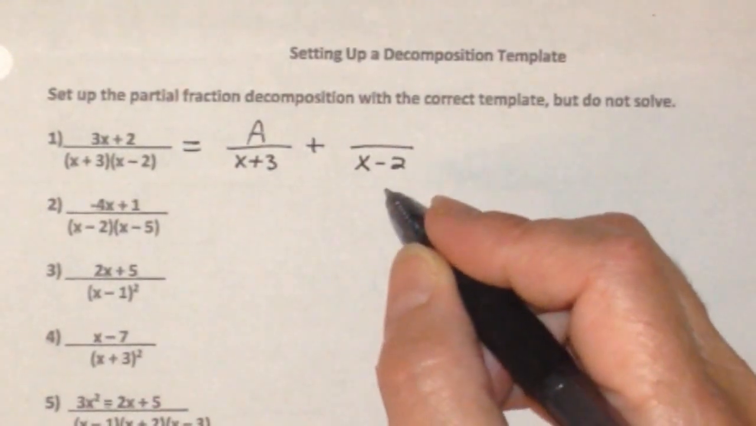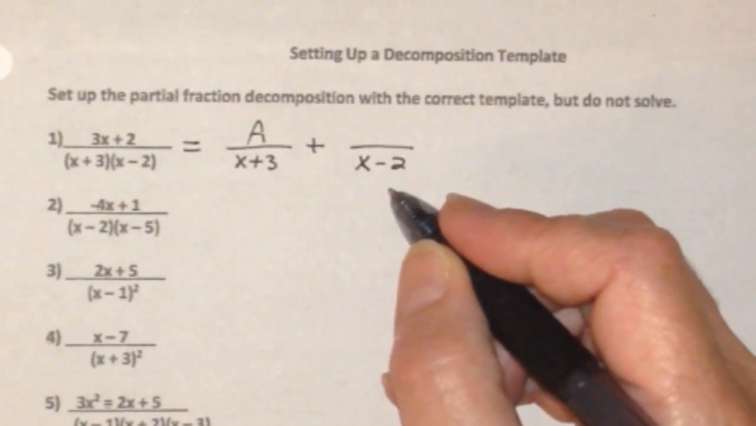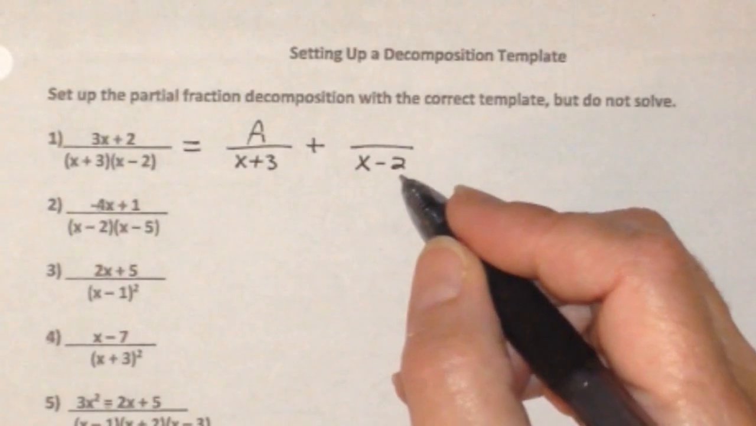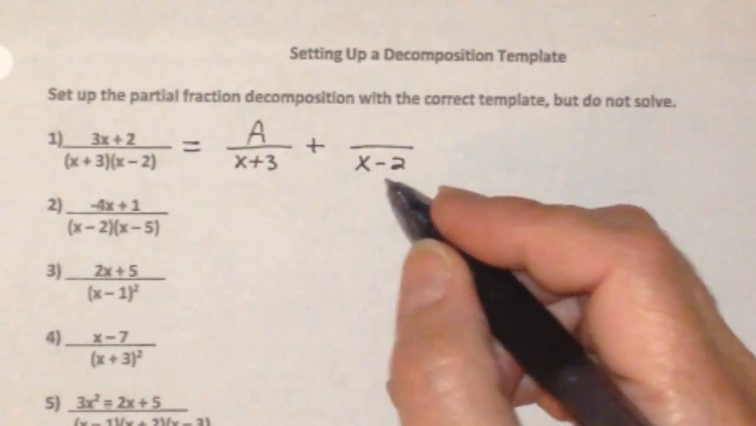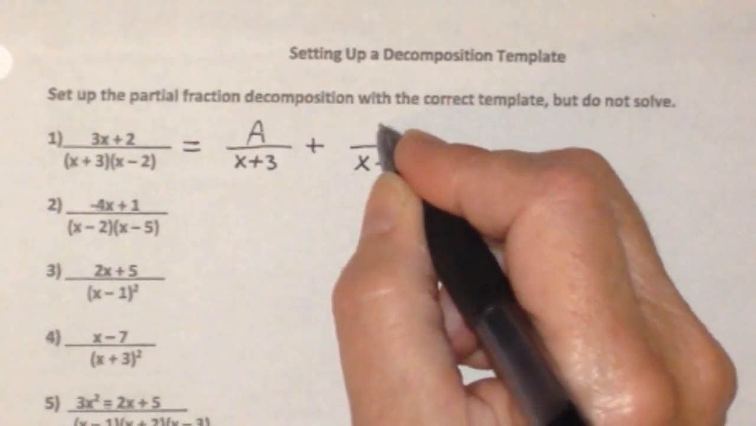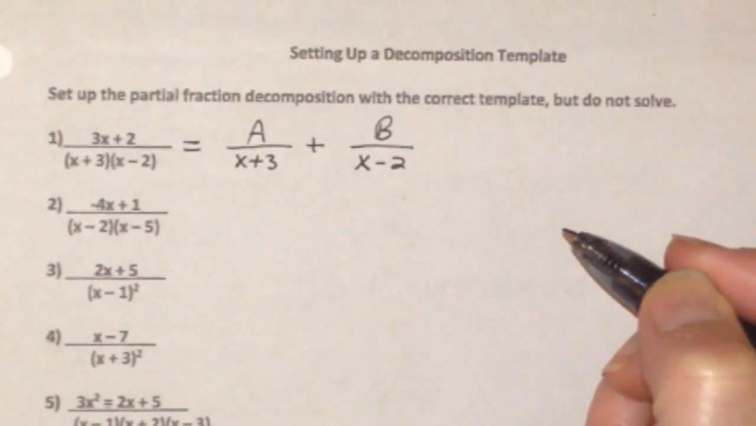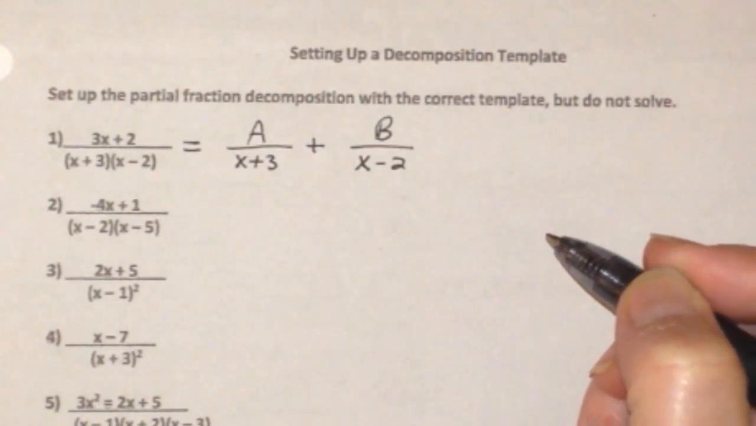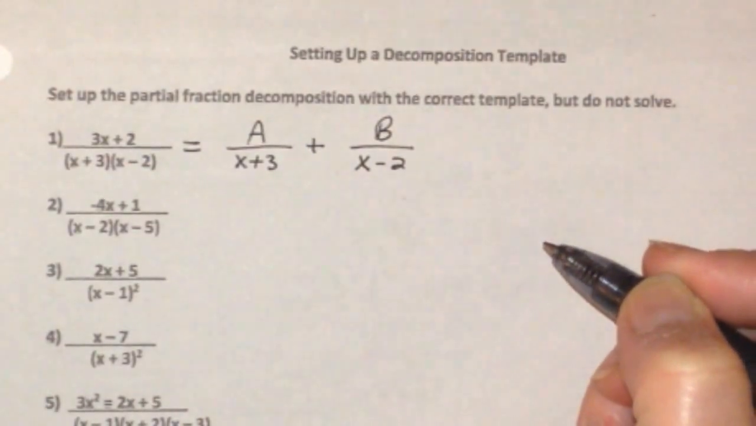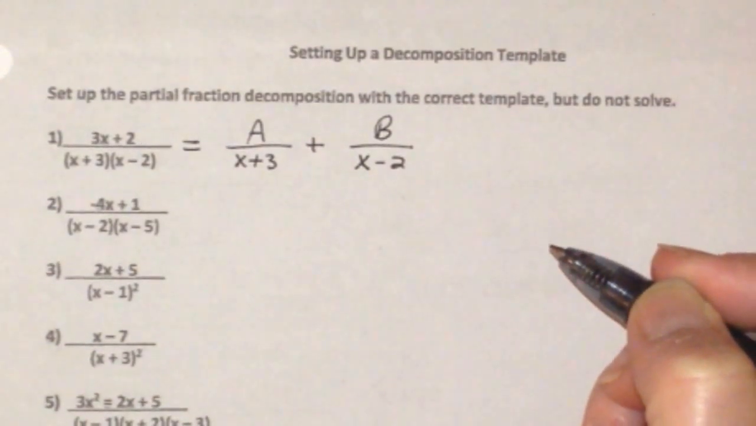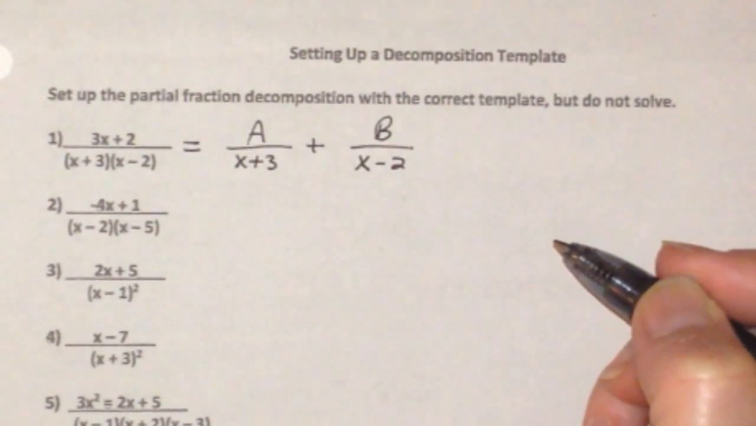For the x minus 2, the numerator is going to be 1 degree less than the denominator. The denominator is degree 1, so 1 minus 1 is 0. We also just get a constant term right there. Once we figure out what A and B equal, what their values are, we've rewritten this entire expression into its partial fraction decomposition form. In this particular video, all we're doing is setting up the template, and this is the template.